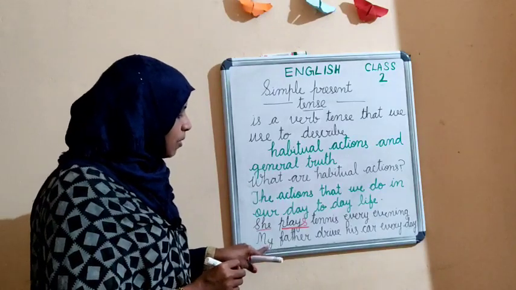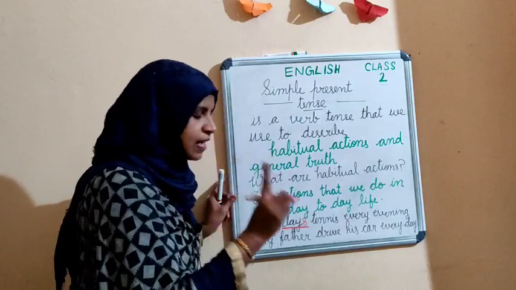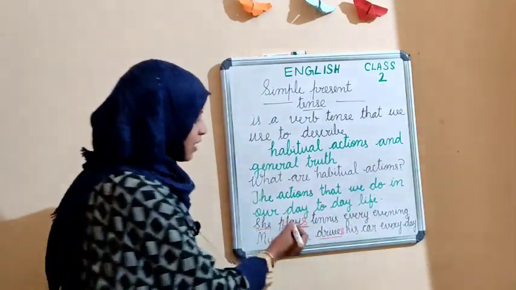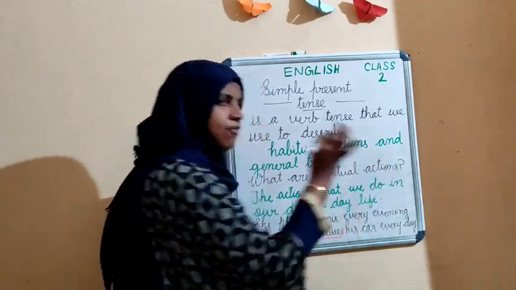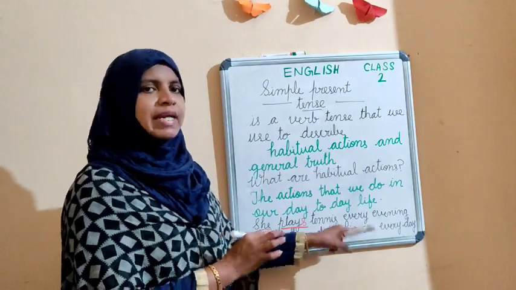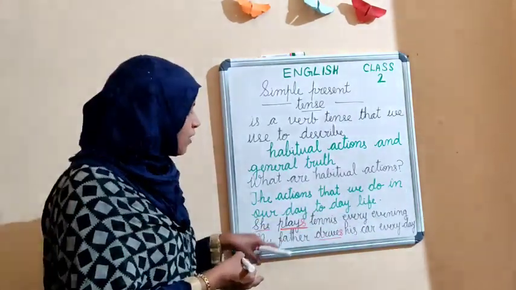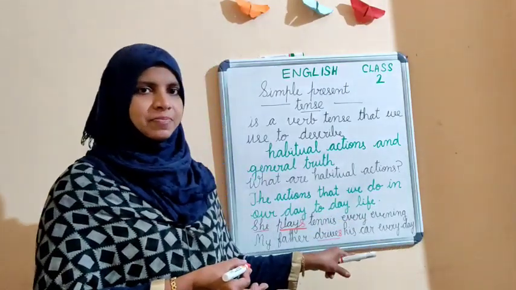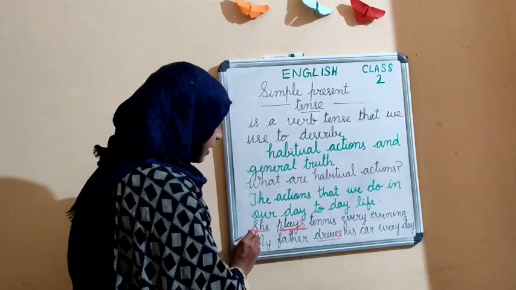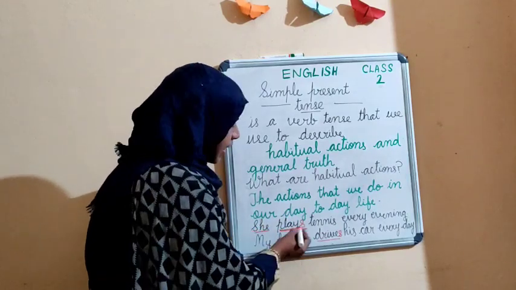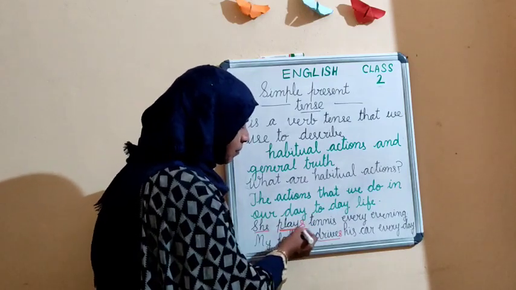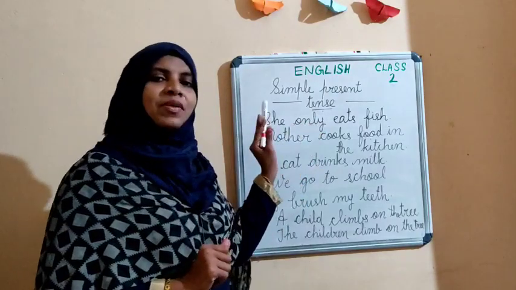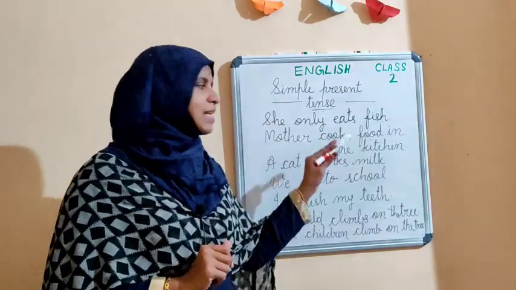Now, next example. My father is only one, singular. So, we should add S with the verb. Got it? My father drives his car every day. It's a habitual action. It happens every day in his life. Now this sentence is in simple present tense. So you understand that when the subject is singular, we add S with the verb. Okay, plays, drives.